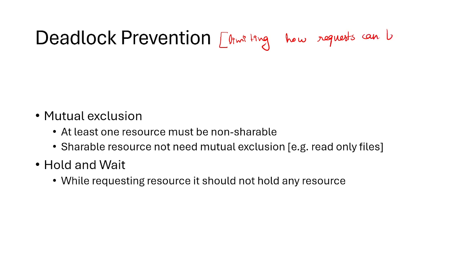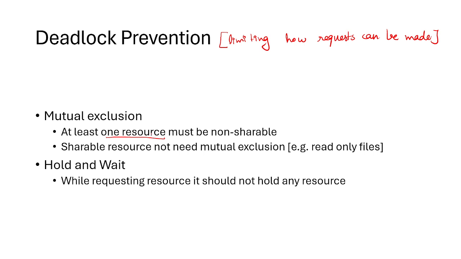By limiting this, we are preventing the deadlock. Out of these four conditions, we need to make sure that any one condition does not occur. So the first one is mutual exclusion. In mutual exclusion, at least one resource must be non-shareable.